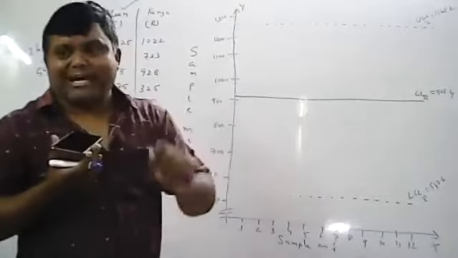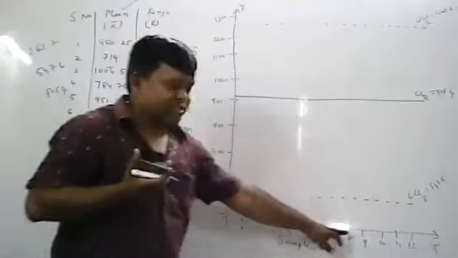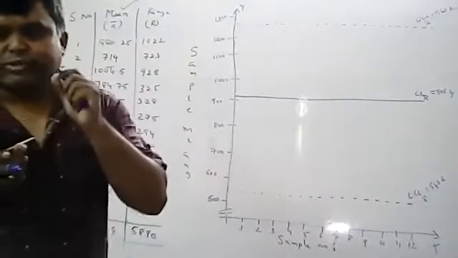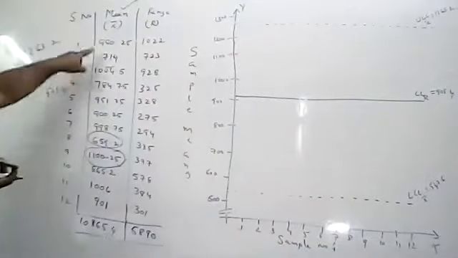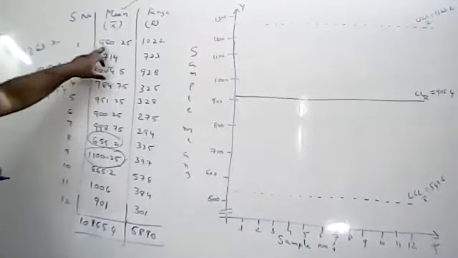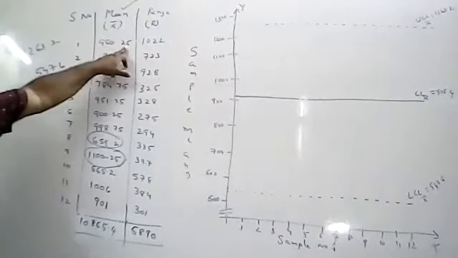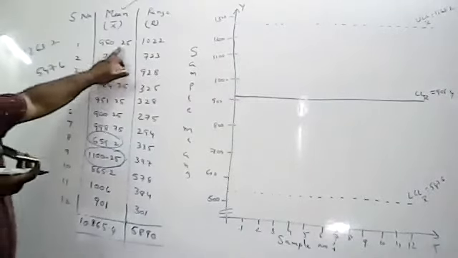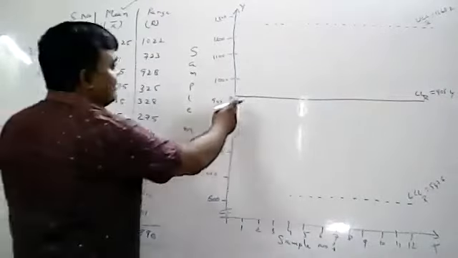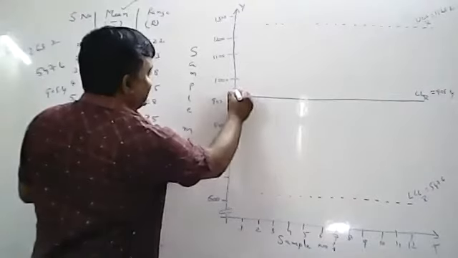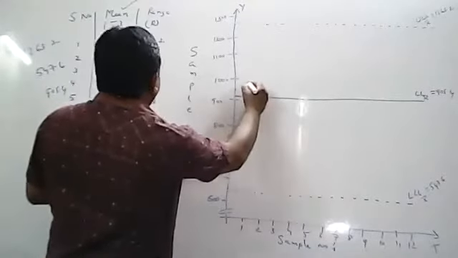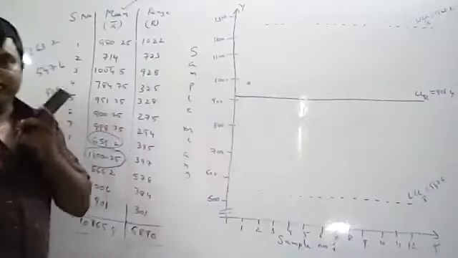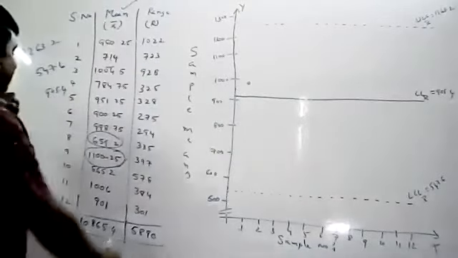Now identify the sample points. These are the sample points 1 to 12. Which chart are you constructing? You are constructing the mean chart. That means you have to take only mean values. These are the mean values. So the first value is 980.25. Roughly this value is above 950, the midpoint. So I will identify 980.25. So this is the first value.